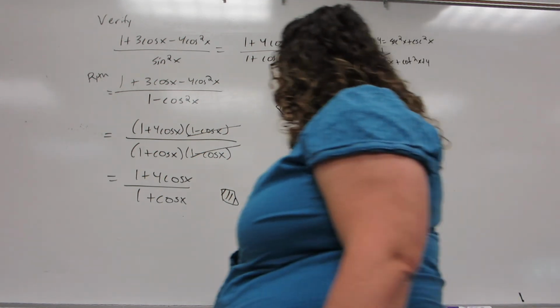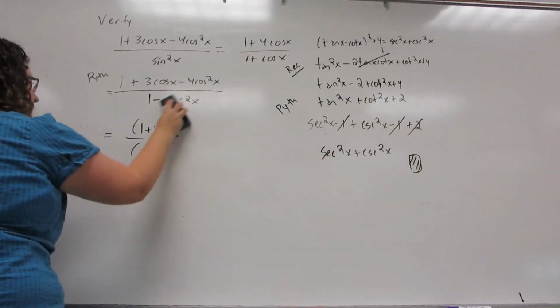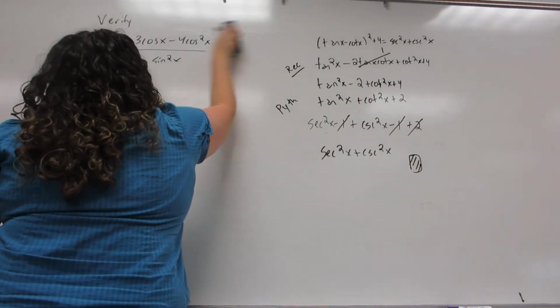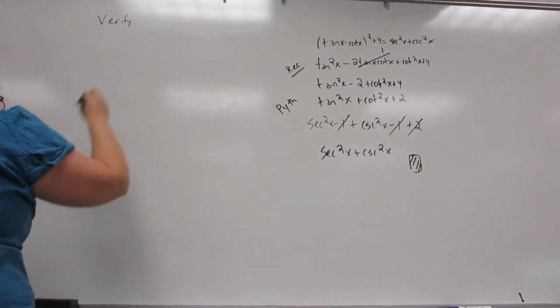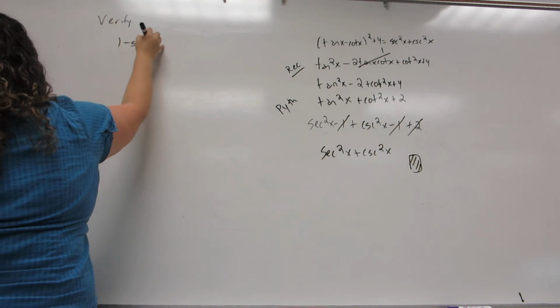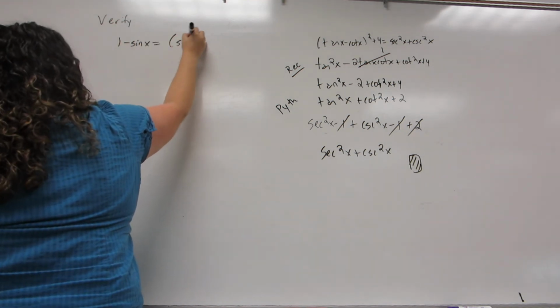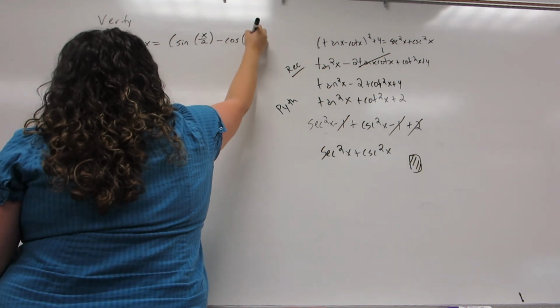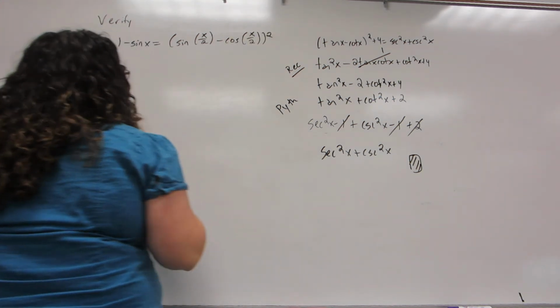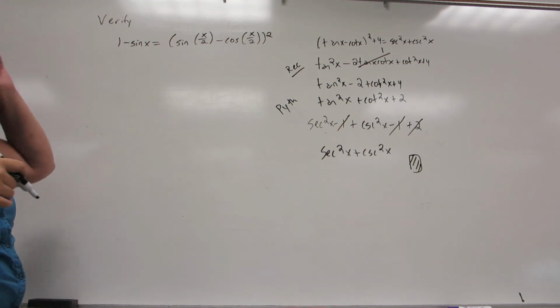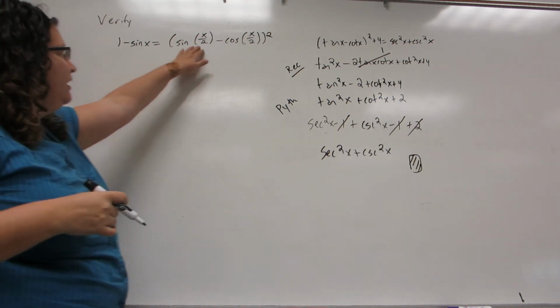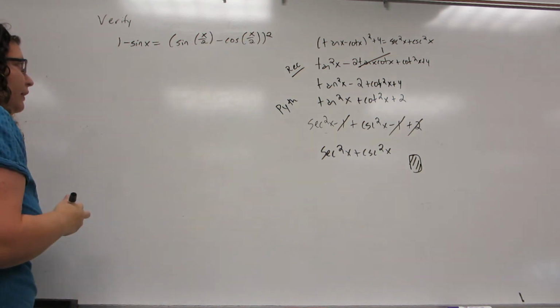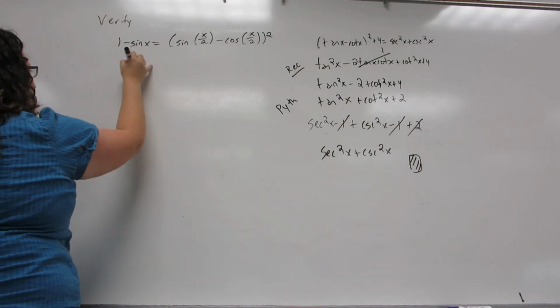Okay. One last example. Now, quite clearly, we want to work with the right-hand side. It has the factors, and it has a more complicated angle. Okay, I'm going to go ahead and FOIL it.